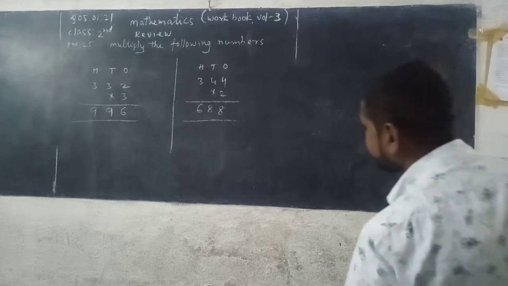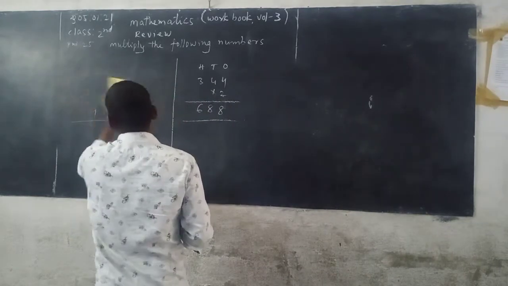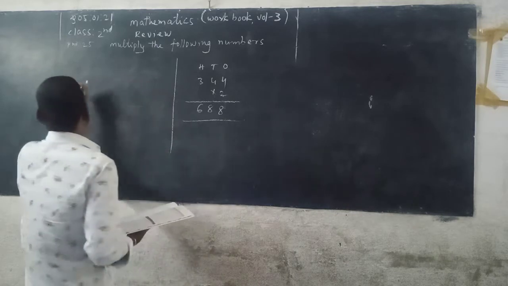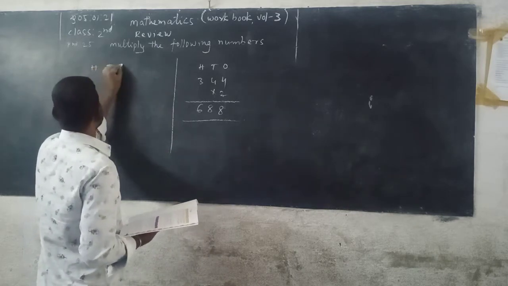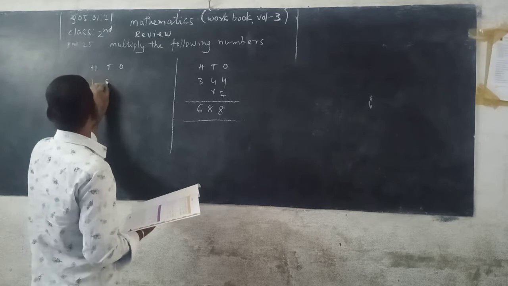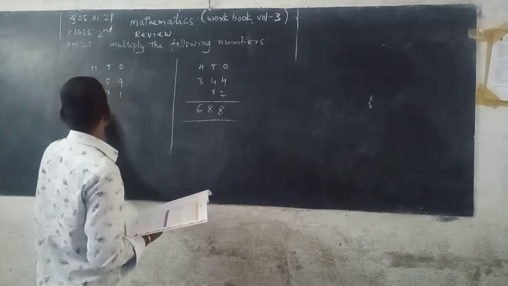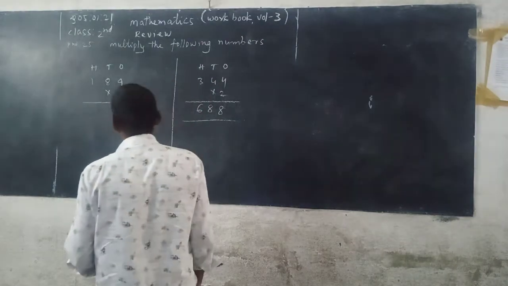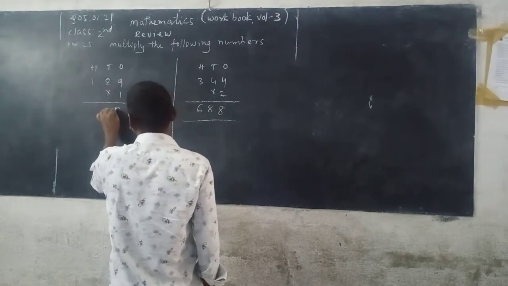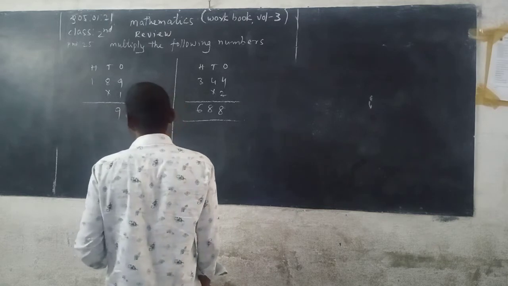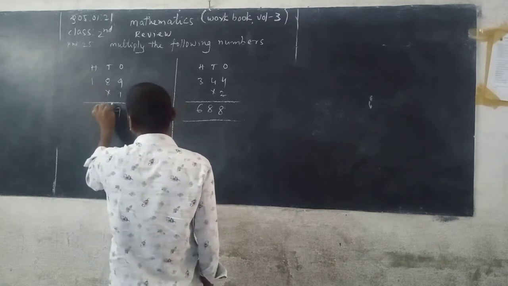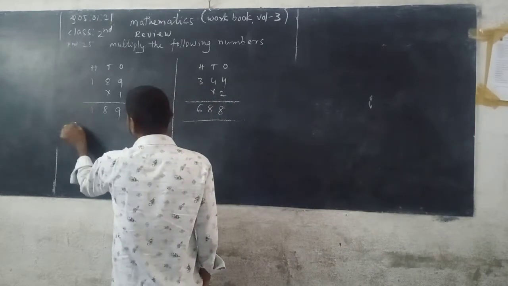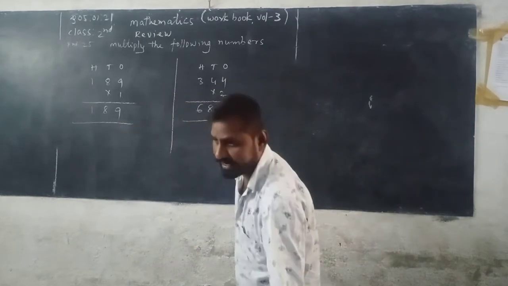Now next one, beta. Hundreds, tens, ones. 189 into 1. This is very easy. Any number multiplied by 1, you get the same number. First we multiply the digits in ones place. 1 9 is 9. Next we multiply the digits in tens place. 1 8 is 8. Next we multiply the digits in hundreds place with 1. 1 1 is 1. Product is equal to 189.